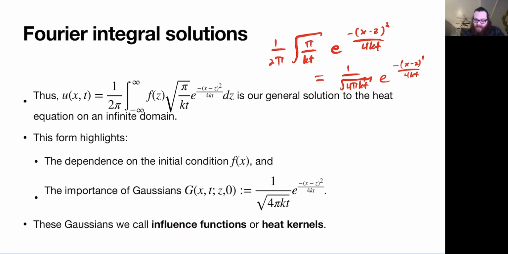And because of that role, names for them include influence functions, which is what the book likes to call them. I'm more comfortable calling them heat kernels, just because that's also found extensively in the literature. But anyways, this is our first nice representation of solutions to the heat equation. And again, this came from computing the Fourier or inverse Fourier transform of the Gaussian.